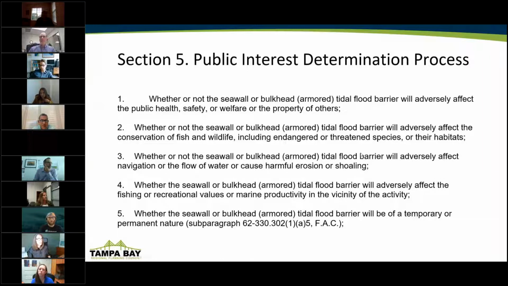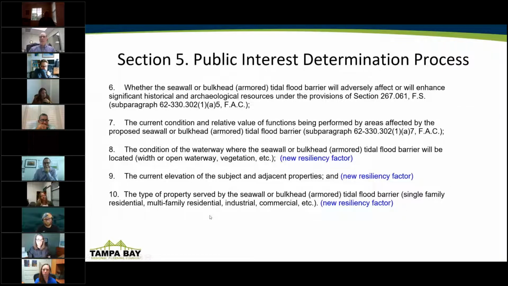So this language, the first 7 criteria points of public interest determination, at first you see it's not going to affect public health or safety or welfare. It will not adversely affect the conservation of fish and wildlife. Will not adversely cause water flow to create erosion or shoaling. Will not affect the fishing or recreational values of marine productivity. It decides also where it's going to be a temporary permit nature. So those are straight out of the Environmental Resources Handbook.